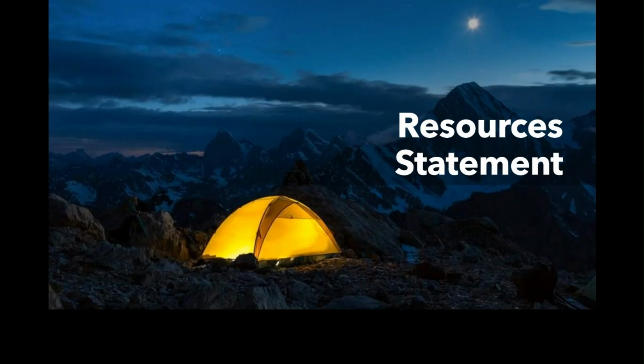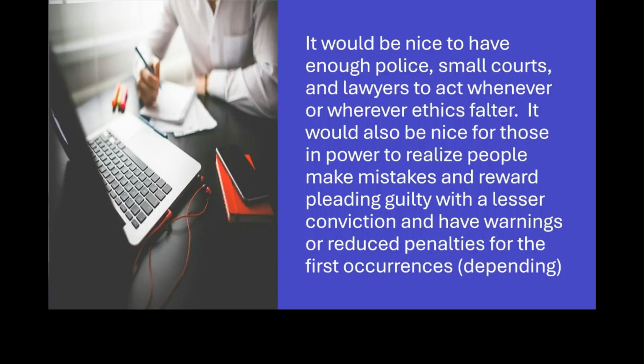So a resources statement. How do we uphold ethics? Well, it would be nice to have enough police, small courts, and lawyers to act whenever or wherever ethics falter. It would also be nice for those in power to realize people make mistakes and reward pleading guilty with a lesser conviction and have warnings or reduced penalties for the first occurrences, depending. And when I say depending, I mean, obviously, if you go buy an assault rifle and go shoot a bunch of people, well, that's kind of known to be not a good thing that you're not supposed to be doing. So maybe we'll sentence you to 20 years plus, and they could say it's 25 years instead of 50 years. However, if the punishment's the same for 25 and 50, that's depending. Reduced penalties are depending.